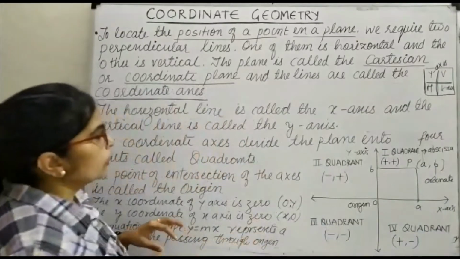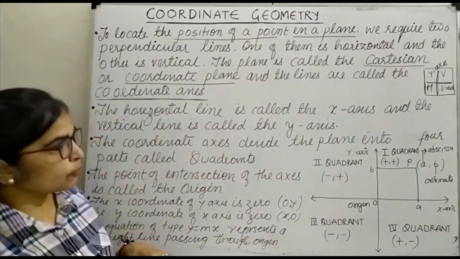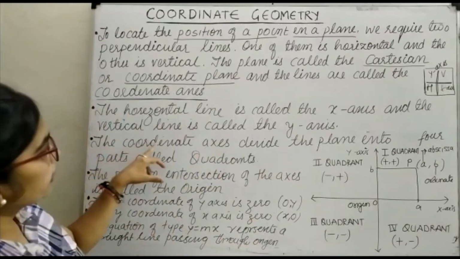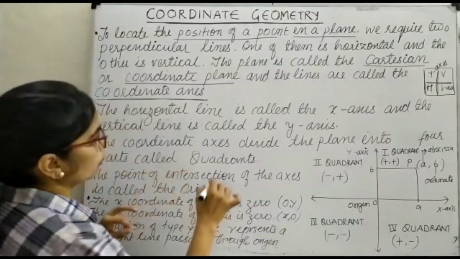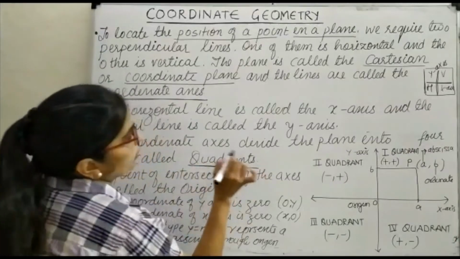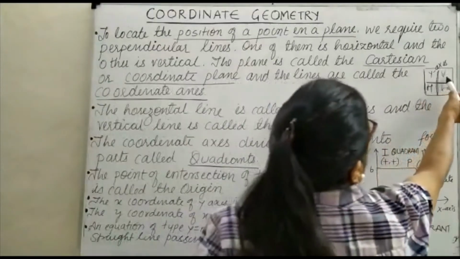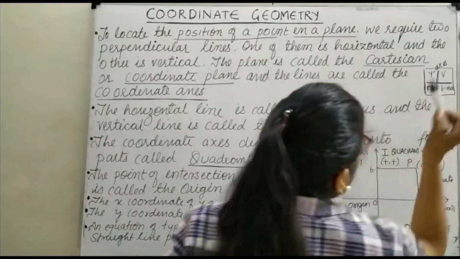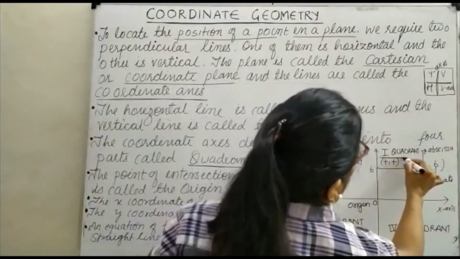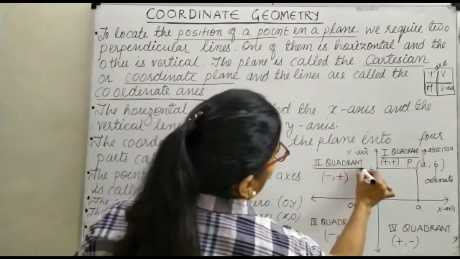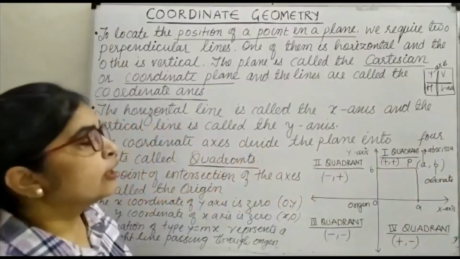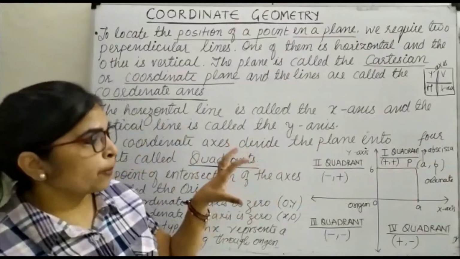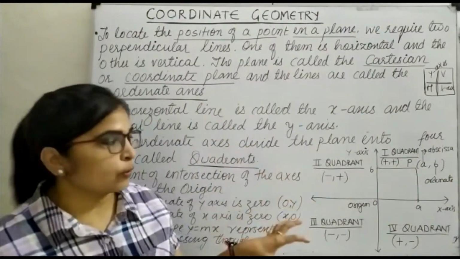Now, to understand more, we have some more points. The coordinate axes divide the plane into four parts called quadrants. These are the four parts: first quadrant, second quadrant, third quadrant and fourth quadrant.